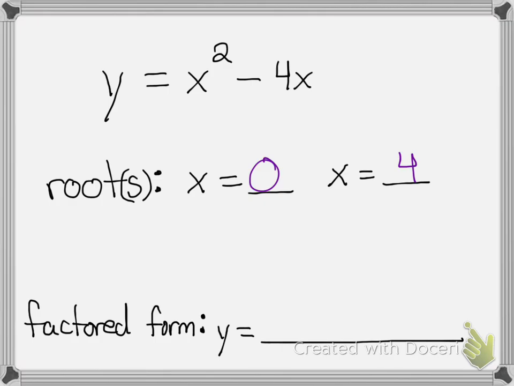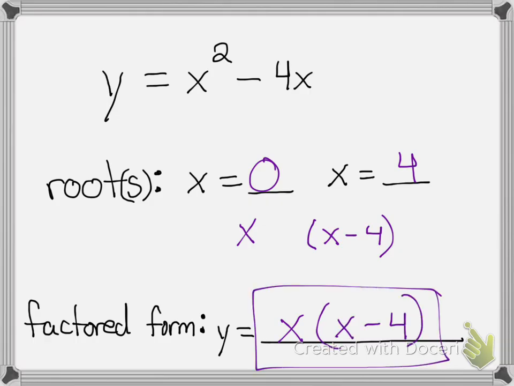Can you really take the opposite of 0? Not really, because you're not going to have a -0. So this is just going to be x. And then, of course, the opposite of 4 is -4. So my factored form will be x times x minus 4. And that's it.